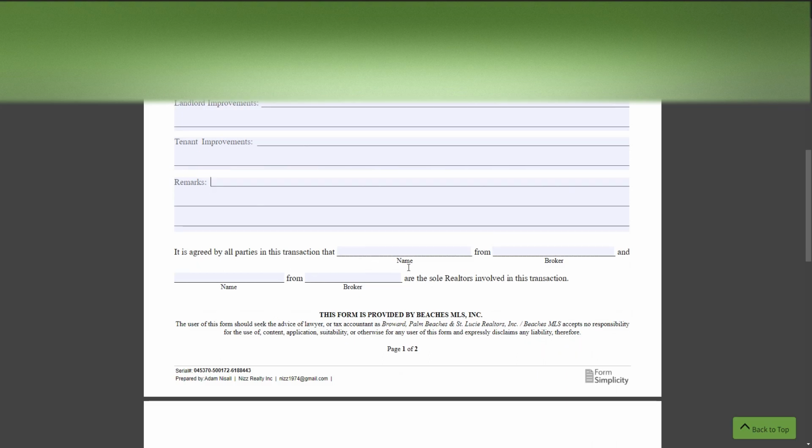If it is agreed by all the parties, you'd put the broker's information here. So if you're a realtor and you're working for a brokerage, you would put the company name that you work for here. Let's just say John Doe is working with Niz Realty Inc. And then you'd put that there. This is our company name, so let's say John Doe of Niz Realty Inc. is going to be working this transaction, and John is the only one working the transaction.